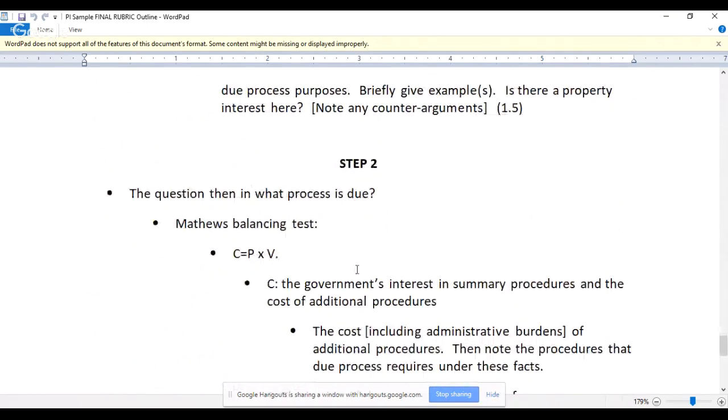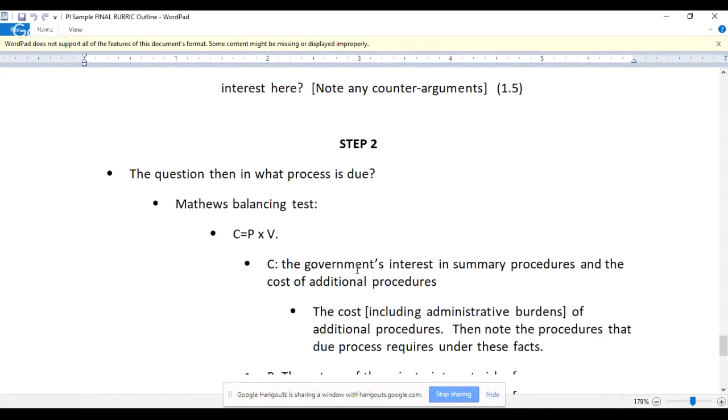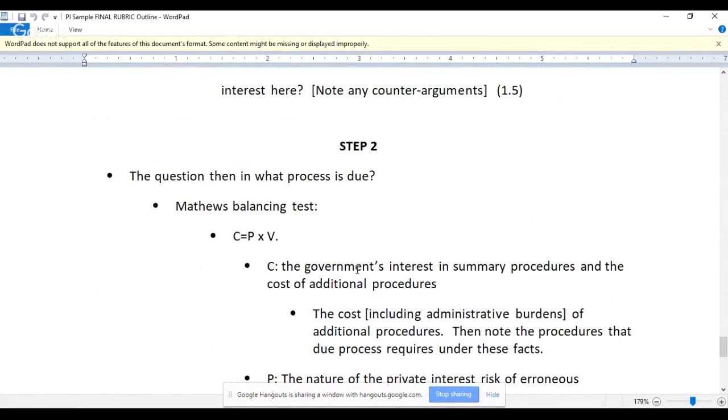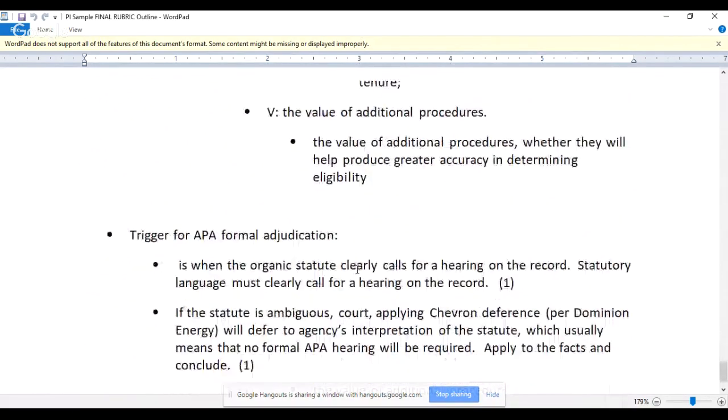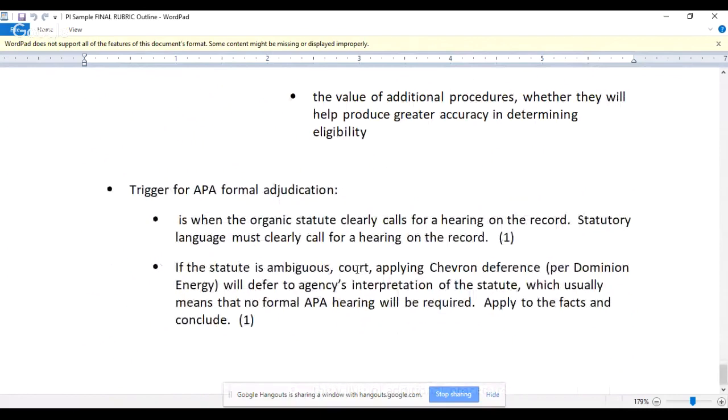Then when you go to step 2, it tells you exactly the same thing, how to apply the Matthews balancing test. And then, remember at the end when I said there are other ways to get full trials other than Matthews balancing test? Here she talks about the organic statute that clearly calls for a hearing on a record, and if the statute is ambiguous, how the court would apply Chevron deference. But that's something that we're going to learn next week. So I want to let the professor introduce that first before we talk about that.